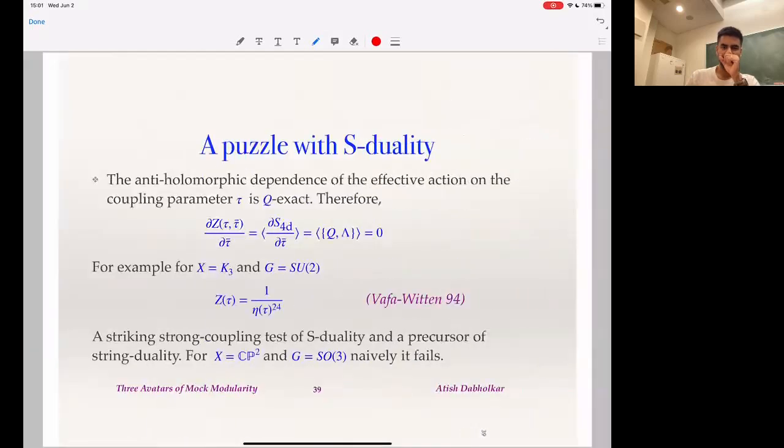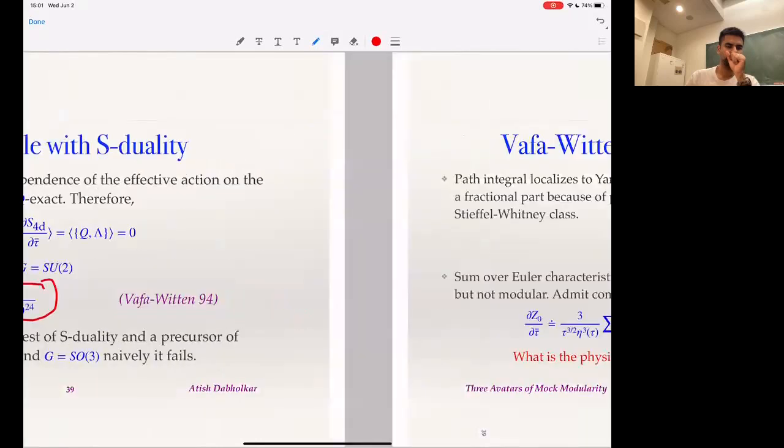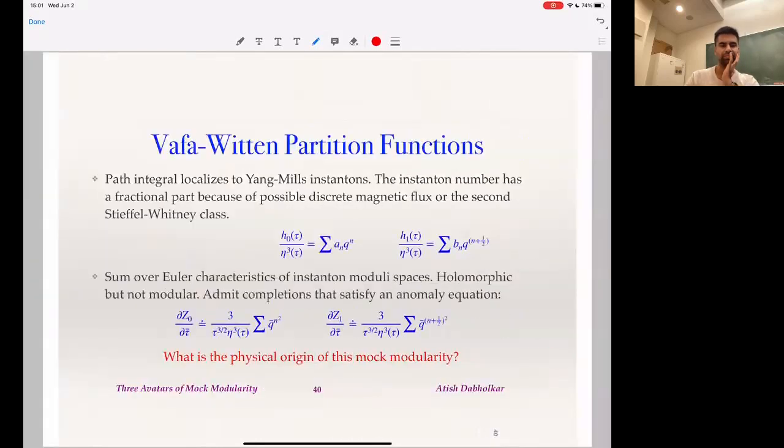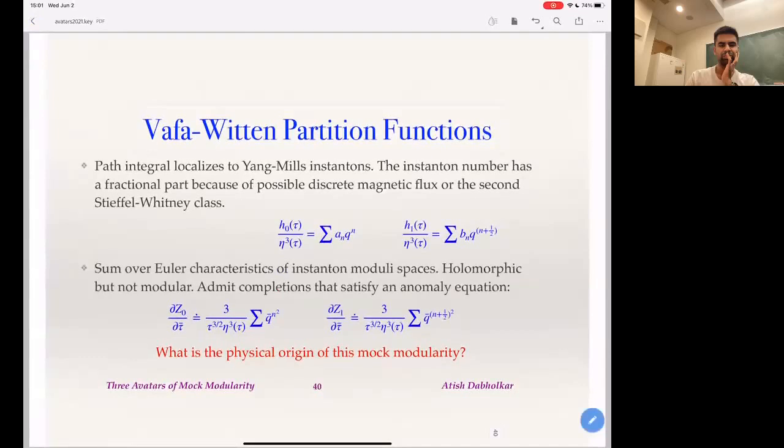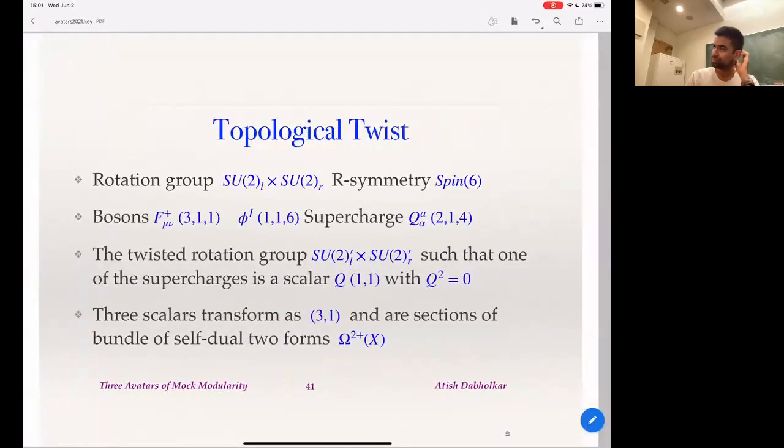Okay. So the puzzle with S-duality, again, as I told you, is that if you had K3, everything looks very good. You get a holomorphic function which is modular. But if it is CP2, then everything seems to break down. And once again, the answer to this question can be related to a non-compact theory. I will skip this topological twist.